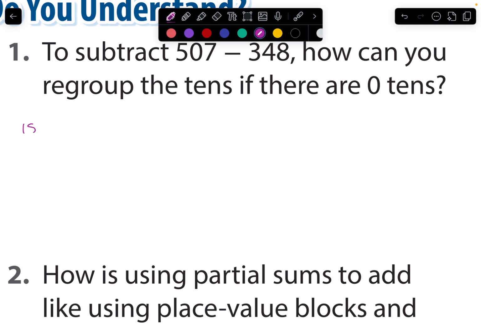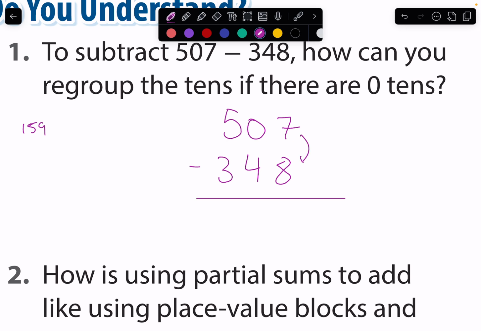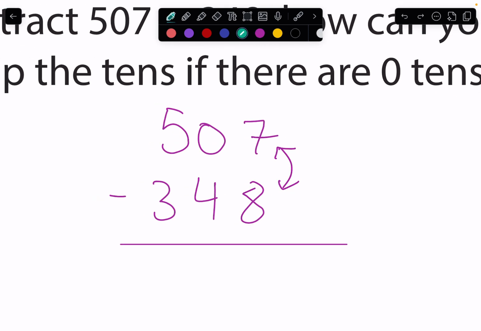Now, let's go back to our traditional method. Our answer was 159. Let's make sure it still equals the same. 507 minus 348. Again, it says, how can you solve this if there are 0 tens? Well, let's figure this out. 7 minus 8, not possible. Can you borrow from the 0? No. Can you borrow from the 5? Yes. So we're going to double borrow. So the 5 turns into a 4, turns into a 10, turns into a 9, turns into 17.